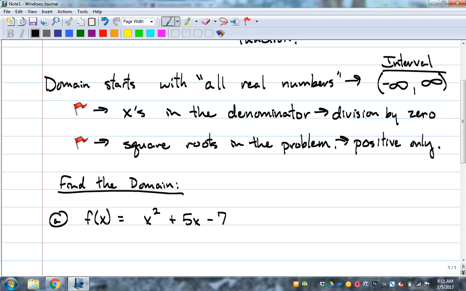Is there a square root? No, there's a squared, but that's not a square root. Square roots and squares are opposites of one another. Okay, so there are no red flags in this problem. So what would the domain be? All real numbers. Okay, so I'm making a note here, no red flags.